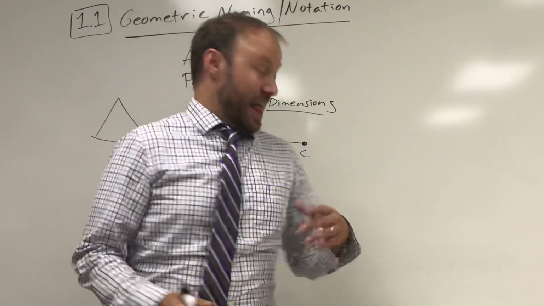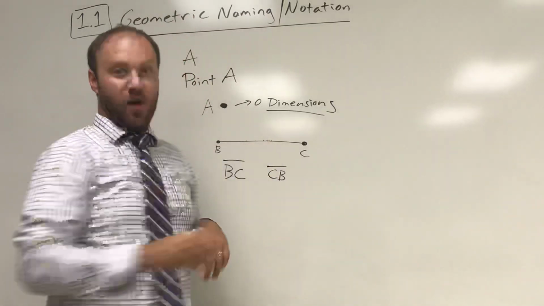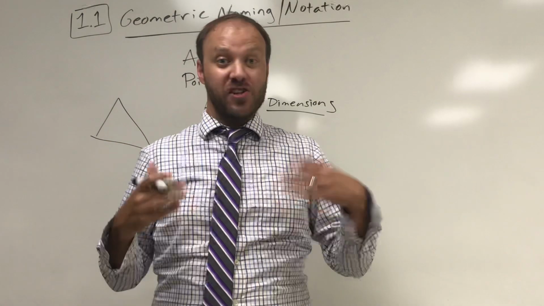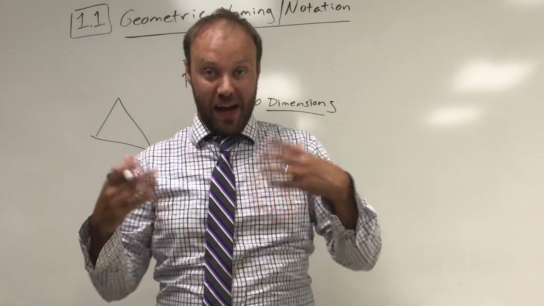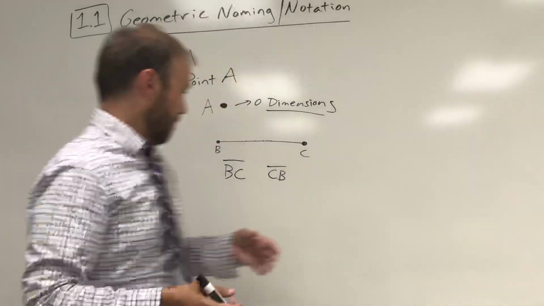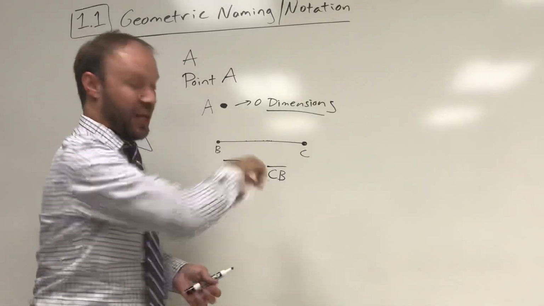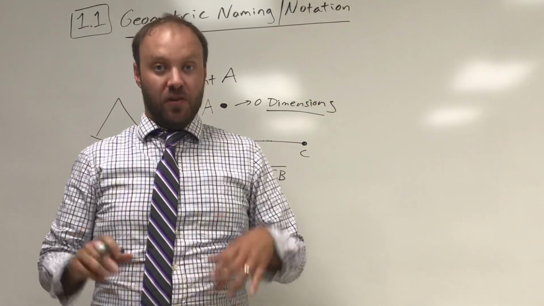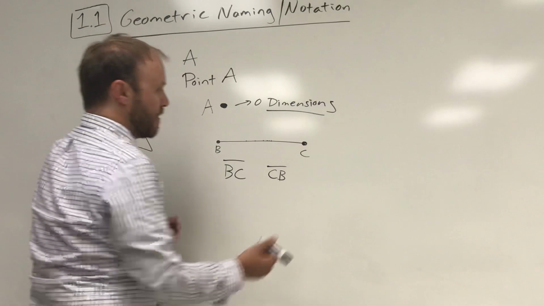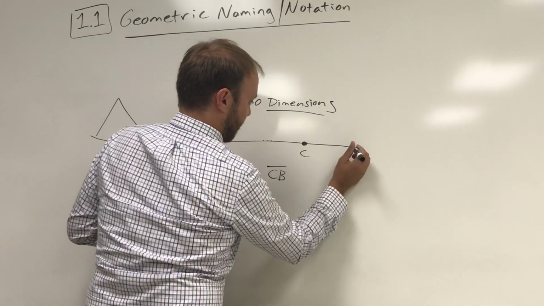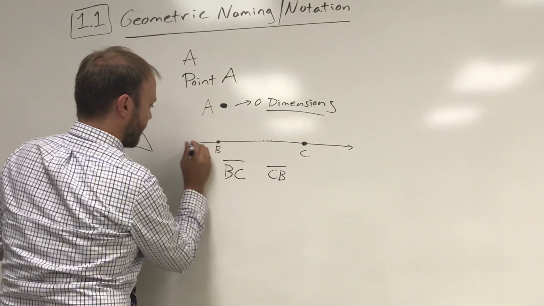Okay? Now, there is an infinitely long line that also passes through those 2 points. I can talk about line BC, and I don't have to be showing it. If I talk about line BC, you'd be thinking about that infinite line that goes through those 2 points. You'll know what I'm talking about. I'm going to go ahead and draw that line.